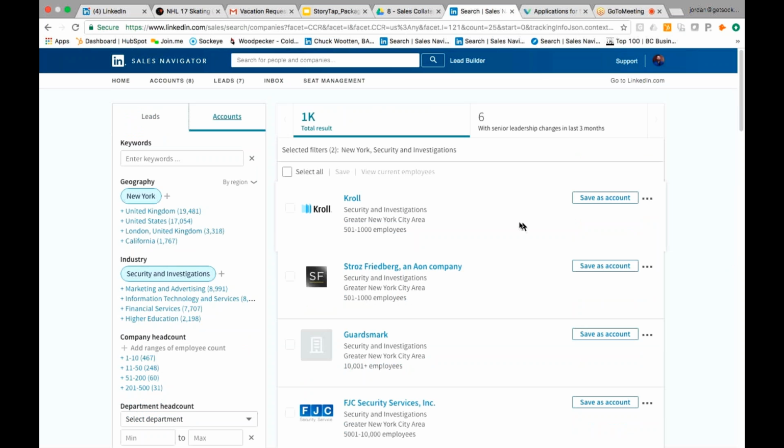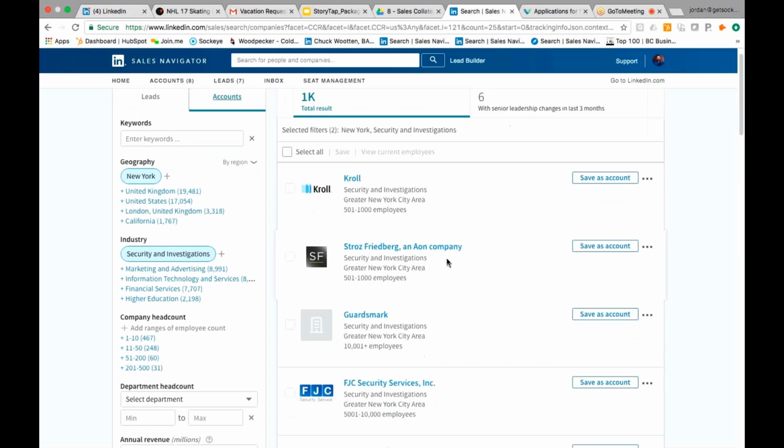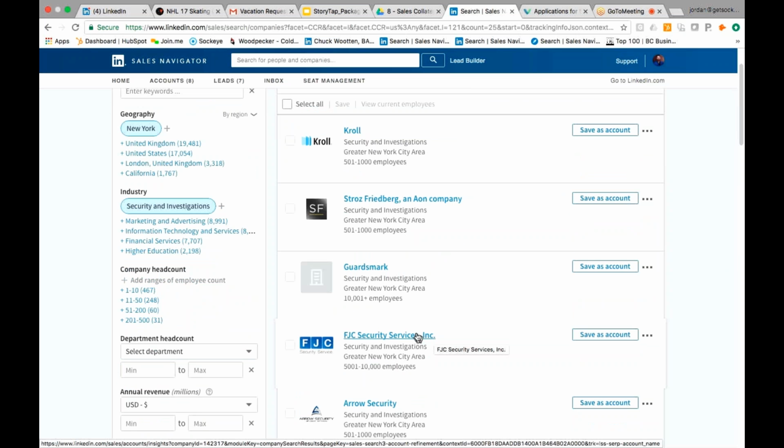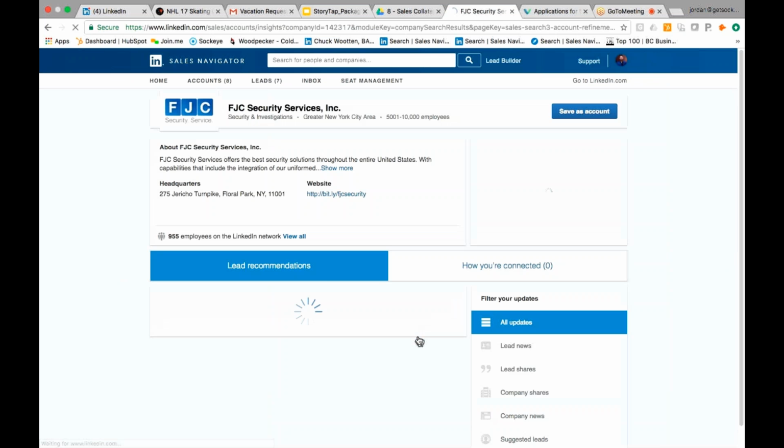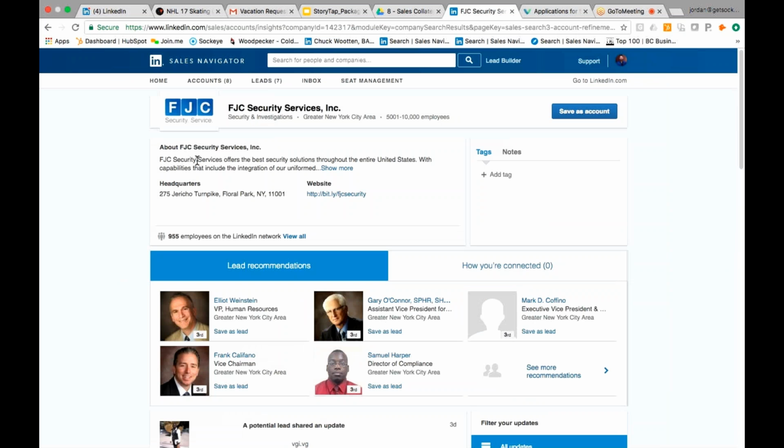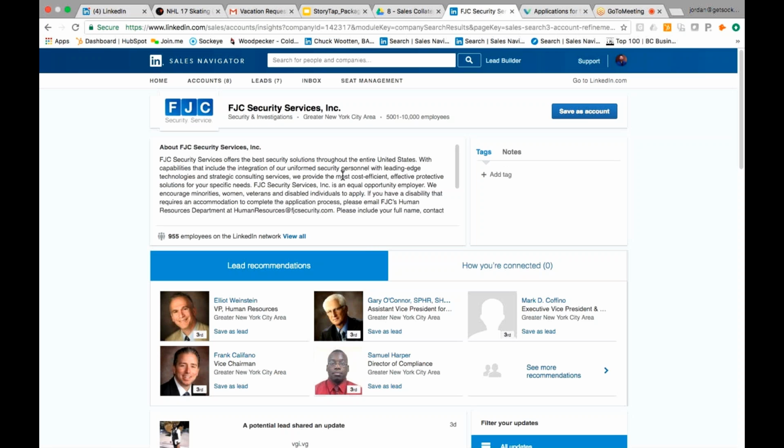Now, for the workaround, we'll select the security companies such as FJC Security Services. They're a little bit of a larger corporation, but let's go in there. FJC Security offers the best security solutions to the entire United States, including uniform security personnel, leading edge technologies. So the biggest thing here is security personnel. That's what you guys want, right? Now the workaround is 955 employees. That's good. We have people that reach out within the organization.